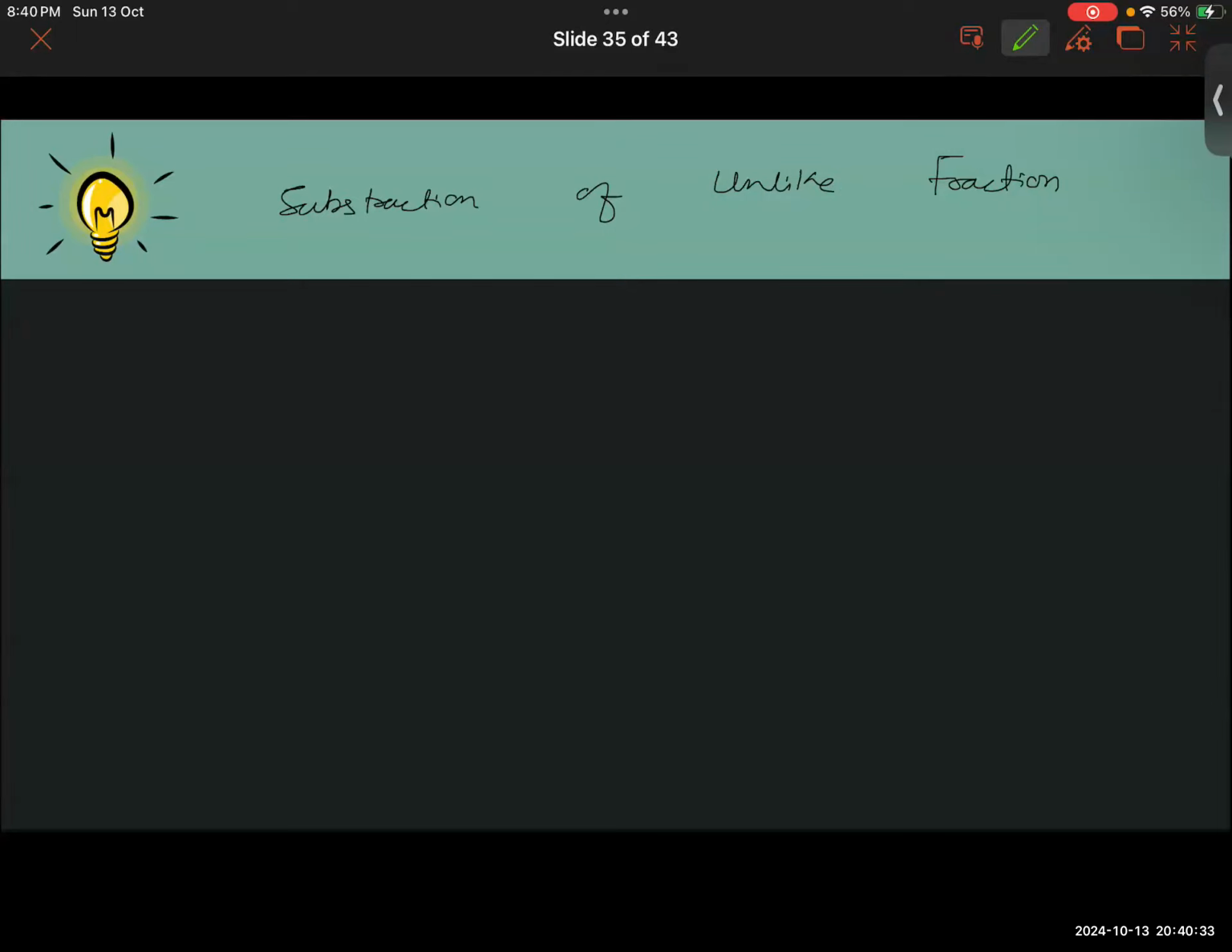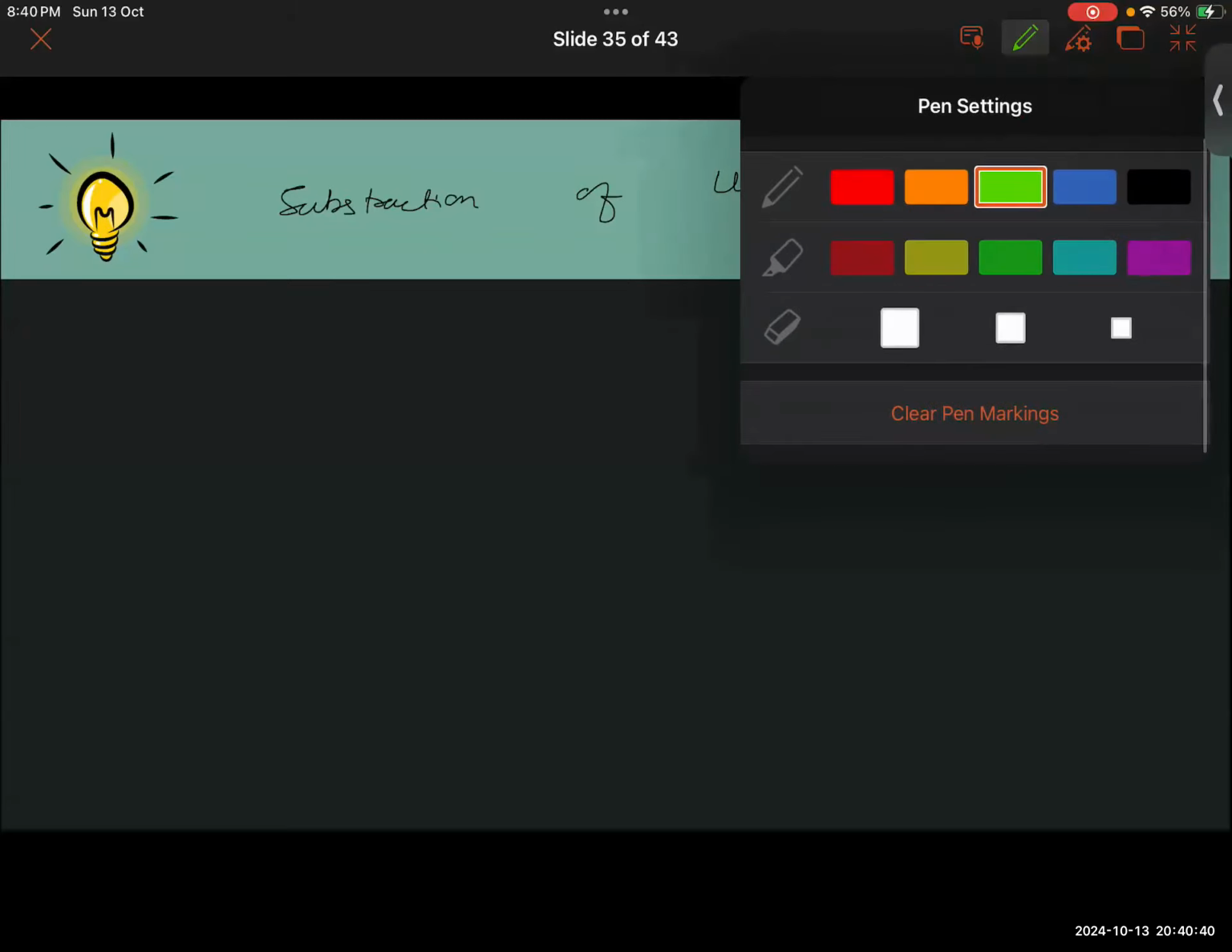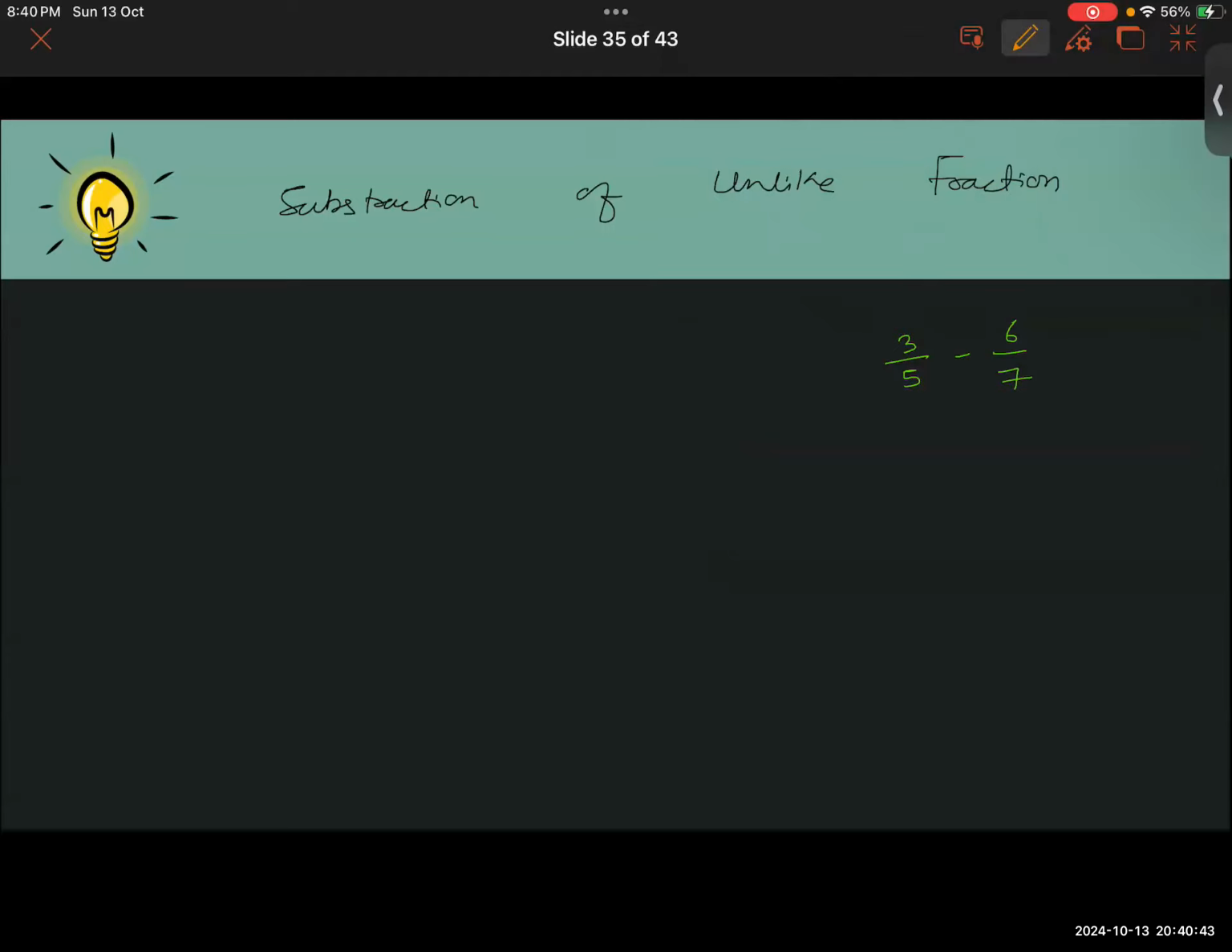Let us say 3 upon 5 minus 6 upon 7. In order to do the subtraction, first of all, as per the steps, we have to find the LCM of the denominators 5 and 7. The LCM will be 35. After this, we have to make the fractions like fractions. So for 3 upon 5, we multiply both the numerator and denominator by 7 in order to make the denominator 35: 21 upon 35.